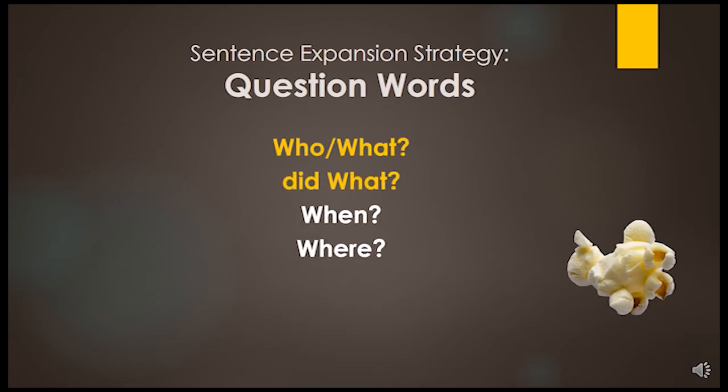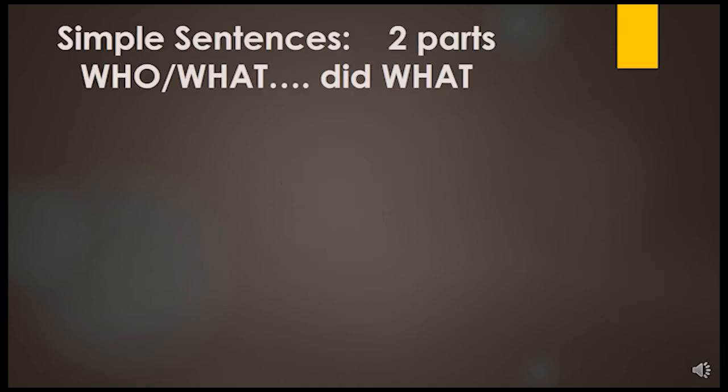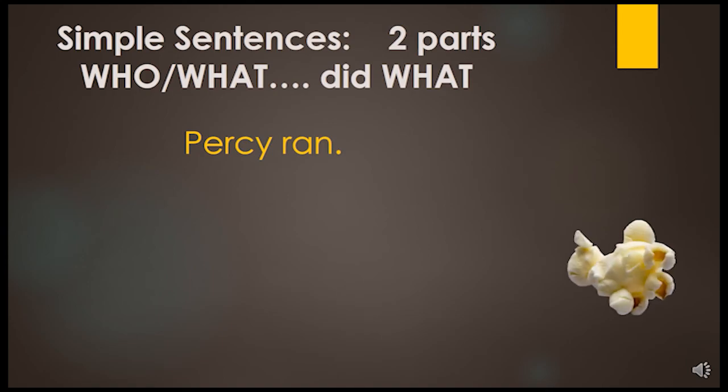Let's go back. If we add a when part, a where part, a how part, or a why part, our writing becomes more clear and it has clarity. Now, to recap, a simple sentence has two parts. It has a subject and a predicate. A who or what, that's your subject, and a did what, that's your predicate. Look at this simple sentence. Percy ran. Now we are going to pop this sentence, okay? So just to review, this is a simple kernel sentence because we just have a subject and we have a predicate.